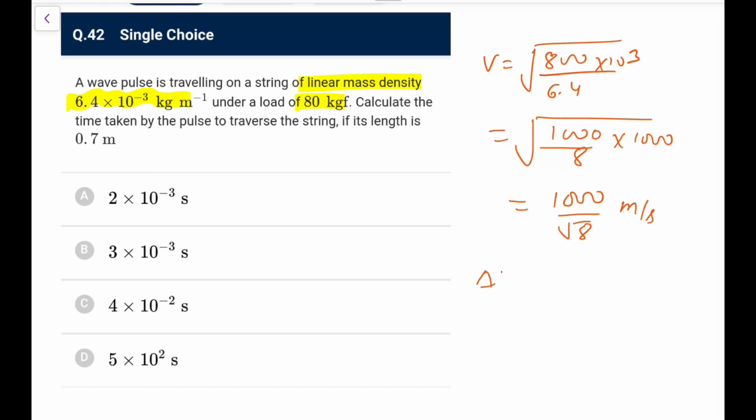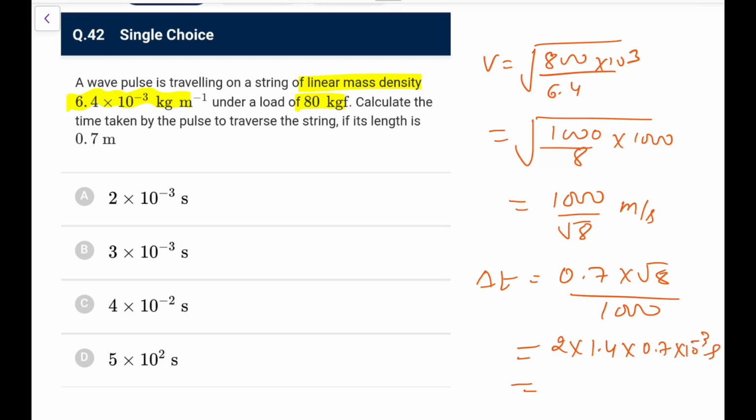So the time would be distance upon speed, so 0.7 into root 8 upon 1000. Root 8 would be 2 root 2. 2 root 2 is 2 into 1.4, into 0.7 into 10 raised to power minus 3 seconds. So 2 into 1.4 would be 2.8, into 0.7. This is approximately going to be 2 into 10 raised to power minus 3 seconds, out of the options. So go for option A here.